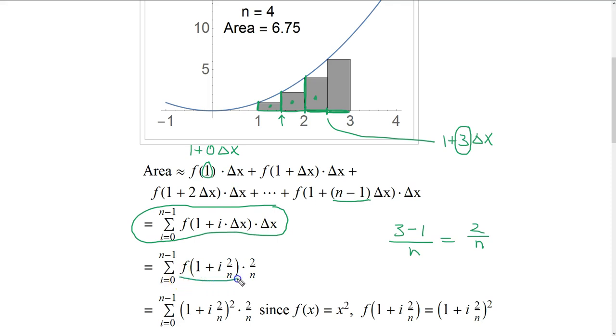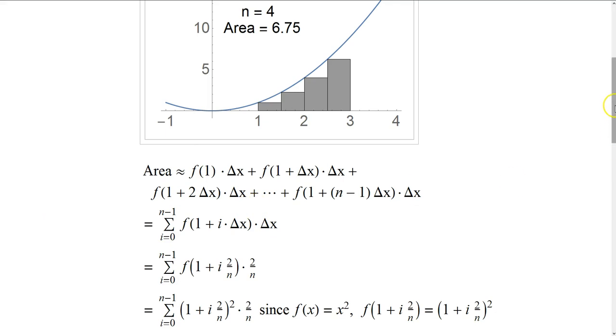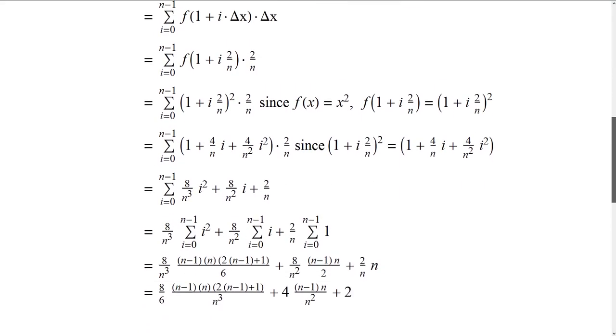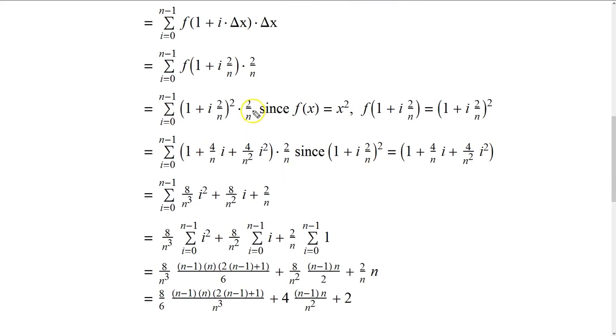Remember, once again, f of x is x squared. So right here is f of this quantity right down here. Notice we just square it. And now we're going to simplify this. So let me scroll down. So we're sitting right here at this step. Now we just have to FOIL this out. We're going to simplify this by FOILing it out, and we get this.